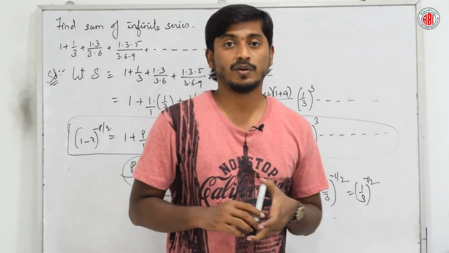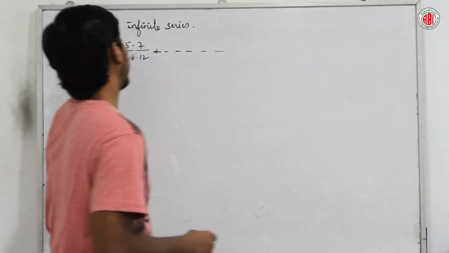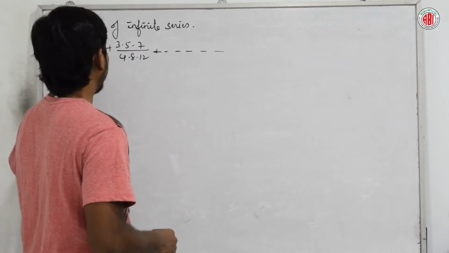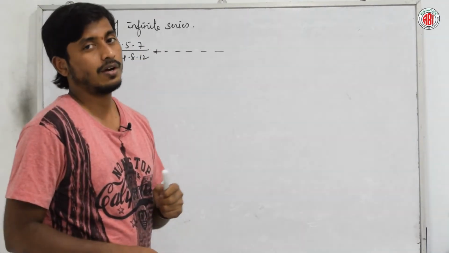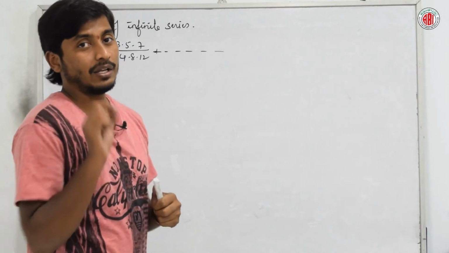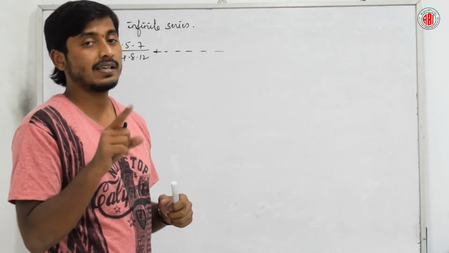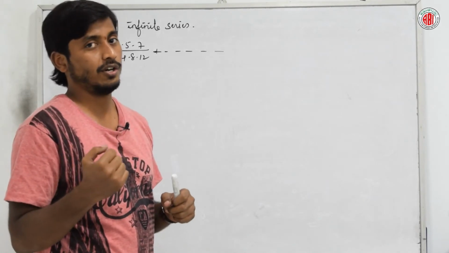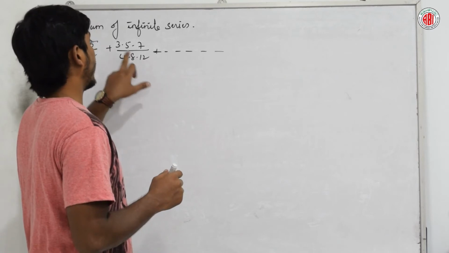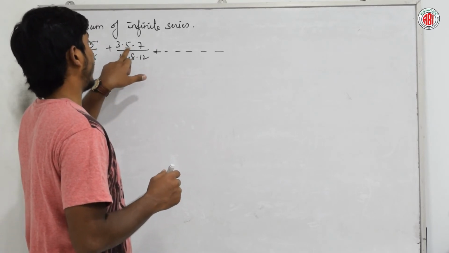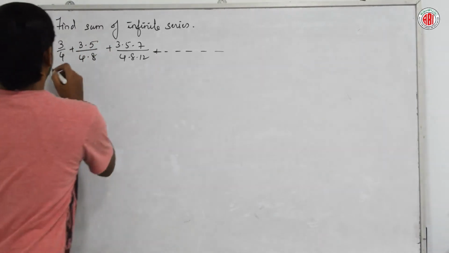Shall we move on to the next problem? Let's do. Look at the next question here. He is asking us to find the sum of the infinite series 3 by 4, 3 into 5 by 4 into 8, 3, 5, 7 by 4, 8, 12. So how do we segregate? Remember, you will have some constant common difference in the numerator and common ratio in the denominator. You will have 4 common term here. Here you have to add 2 for every term, right? So you can easily identify it.